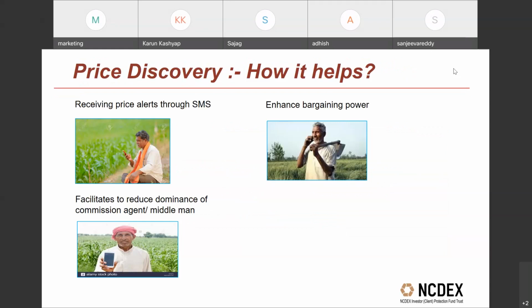So this is how price discovery happens on the exchange platform, which actually boosts the farmer's knowledge and his price bargain in the market, because they know what the price of their product is. Earlier there was a very opaque system where nobody knew what was happening in which market. But due to commodity derivatives, the price dissemination is very easy, and farmers are actually the beneficiary of this.